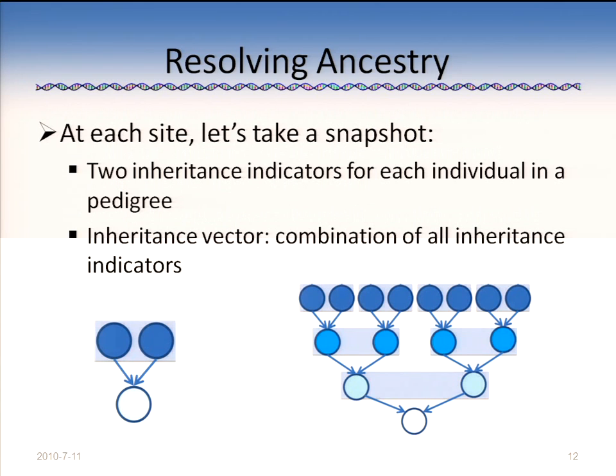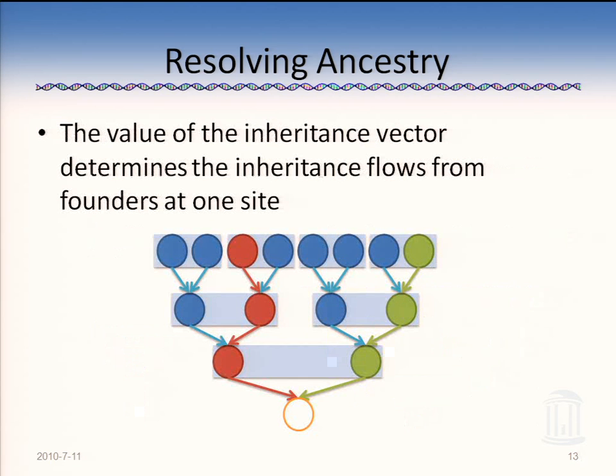So given a pedigree at each site, we need to use two inheritance indicators for each individual in the pedigree because there are two alleles for each individual. The inheritance vector is basically the combination of all the inheritance indicators. So any value of an inheritance vector determines an inheritance configuration. So here is an example.